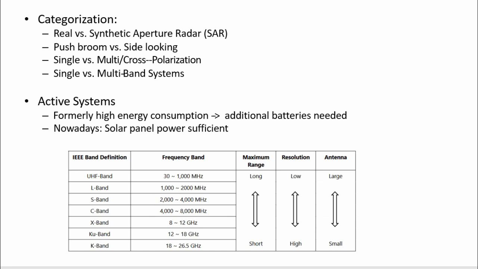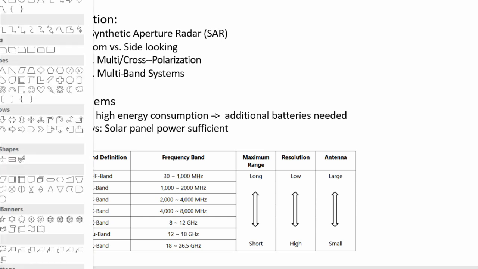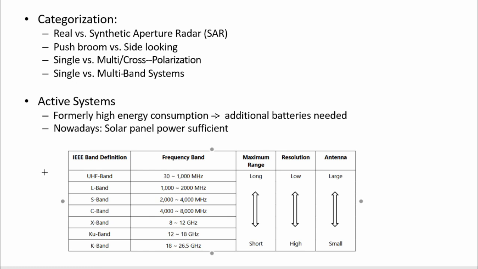It's important to know that L-band has a longer wavelength than Ku band, and its resolution is lower than Ku band. The antenna must be larger than for Ku band. That's all about the wavelengths and the frequencies.